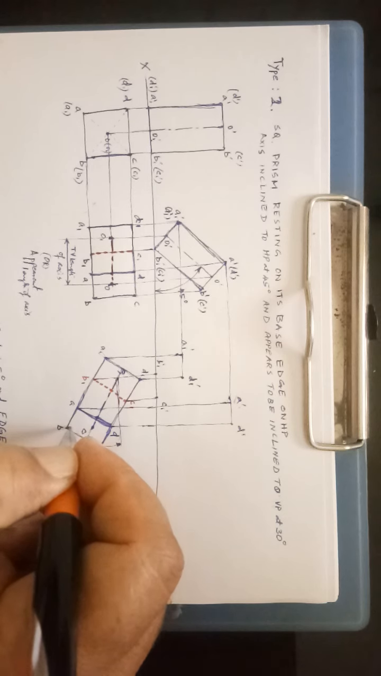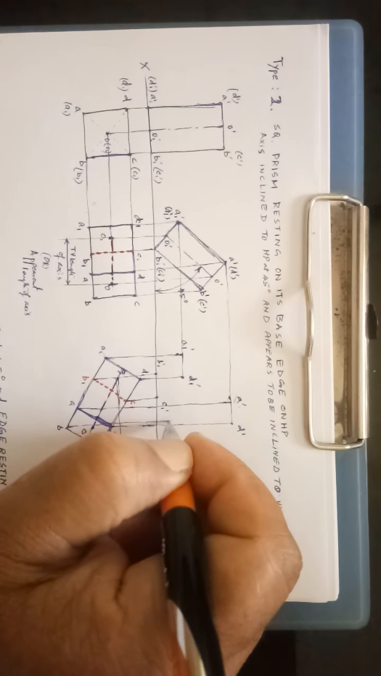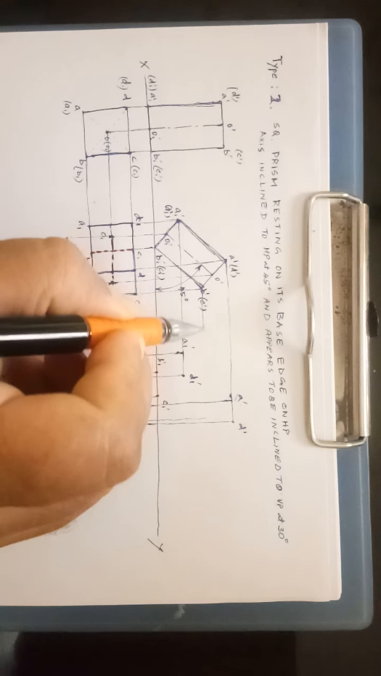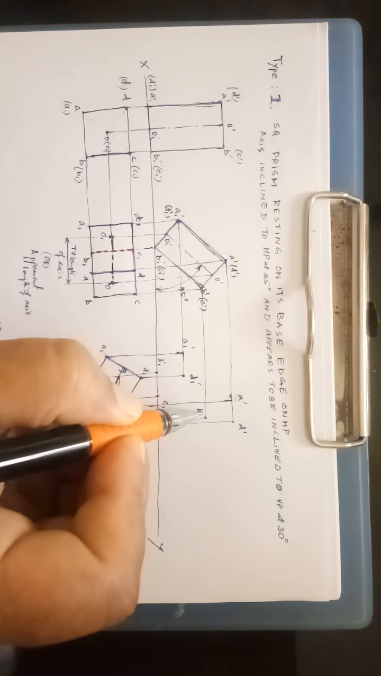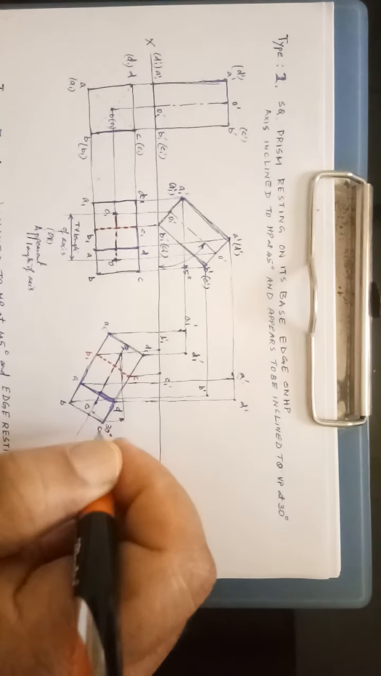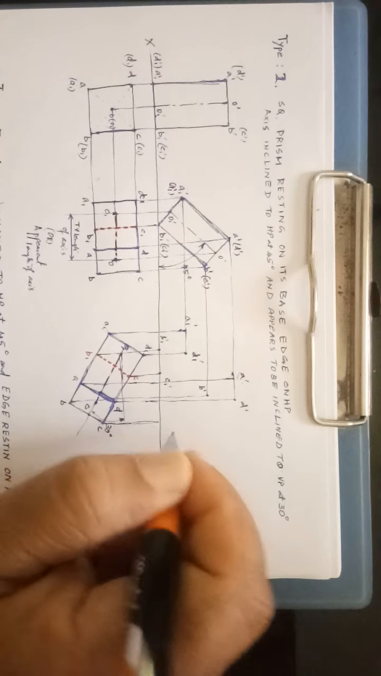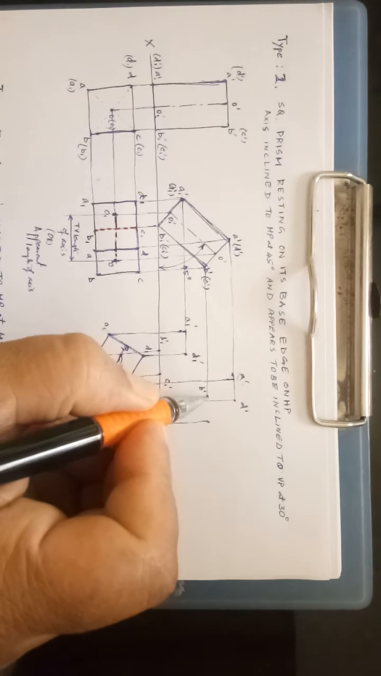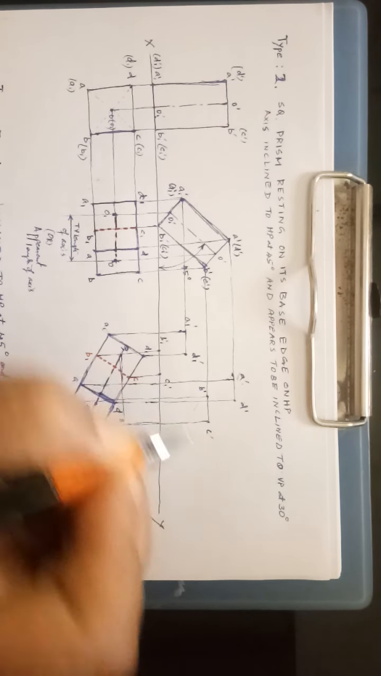Similarly B dash, from B draw a vertical projector, and from the previous front view draw the horizontal projector to cut the vertical projector. This will become B dash. And C, draw the vertical projector, the horizontal projector from C dash. This becomes new C dash.